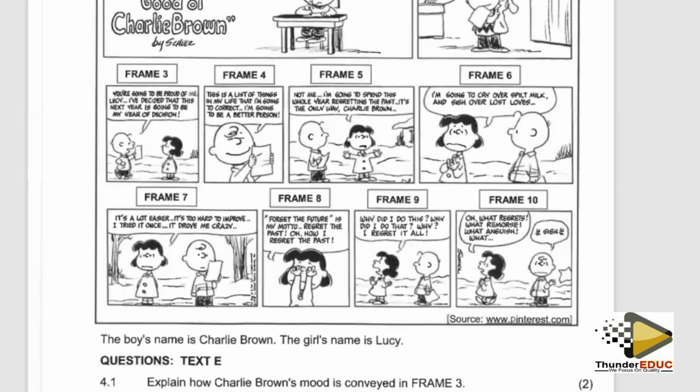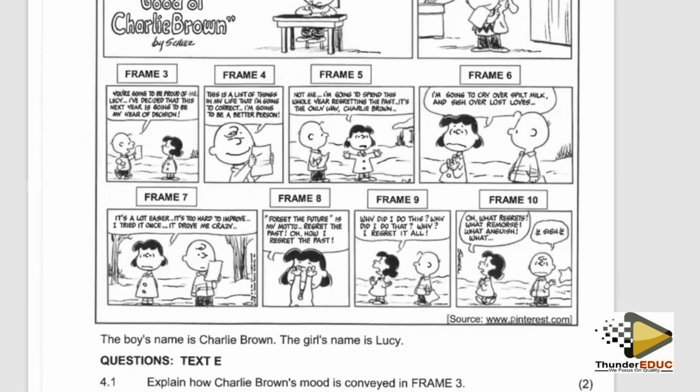Explain how Charlie Brown's mood is conveyed in frame 3. "You're going to be proud of me, Lucy. I've decided that this next year is going to be my year of decision." Now they said, how is his mood conveyed in frame 3? He has a smile on his face. And now we are seeing its happiness.